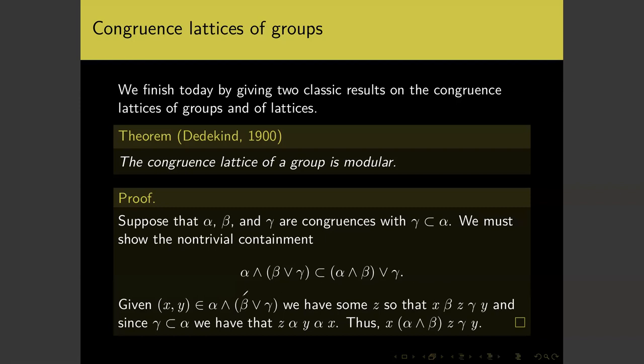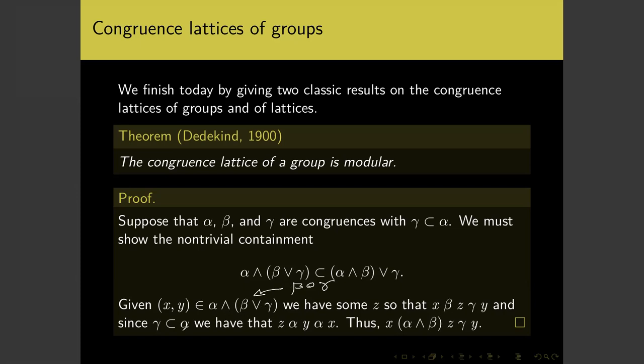And so, okay, as I said before, the fact that beta joined gamma is beta composed with gamma comes from the congruences of a group permuting. And so from that, we get that there's some z so that x beta z gamma y, because that's what it means for x, y to be in the relative product of these two. Okay, great. So now I need to drag this back over.